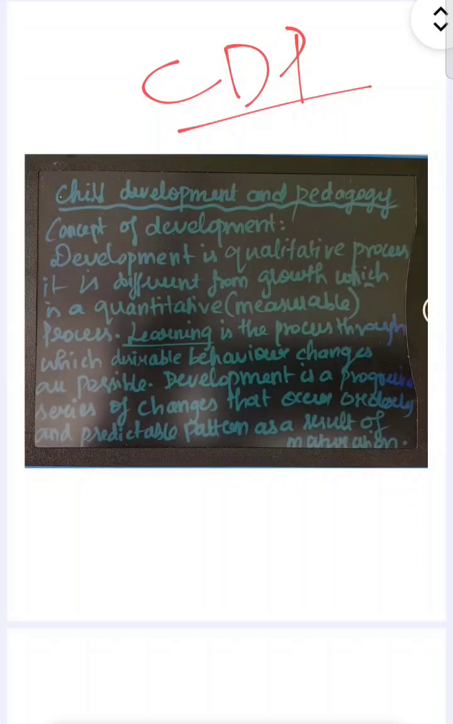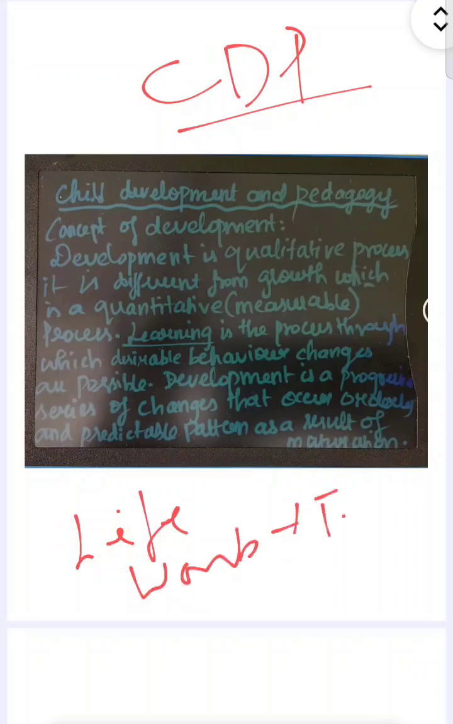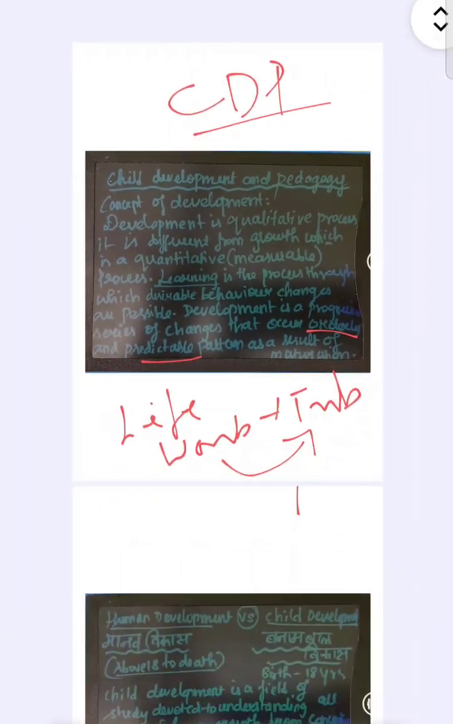So it is observable. Learning is the process through which desirable behavioral changes are possible. Learning is not only a process which helps in desirable change, it is also a lifelong process. It starts from the womb and ends in the tomb. So it's a lifelong continuous process. Development is a progress of changes that occur in an orderly and predictable pattern as a result of maturation. Also, this development process is different in different individuals. Now we'll see about those differences.